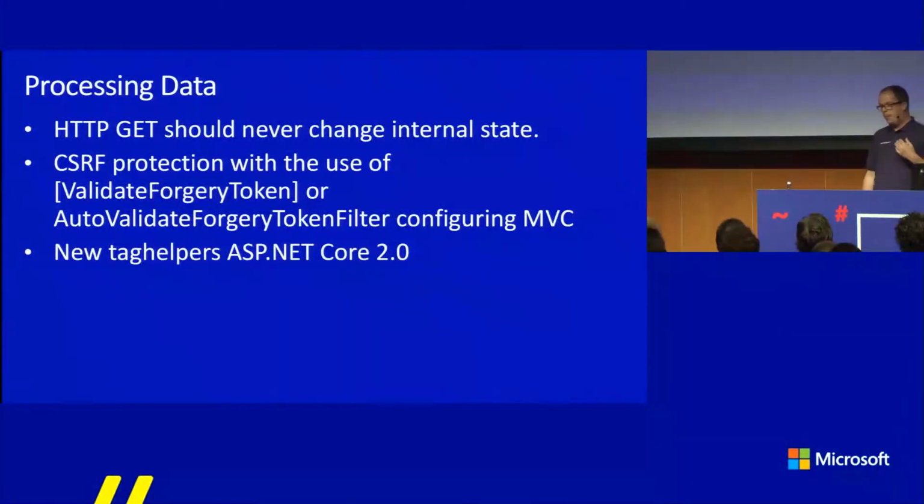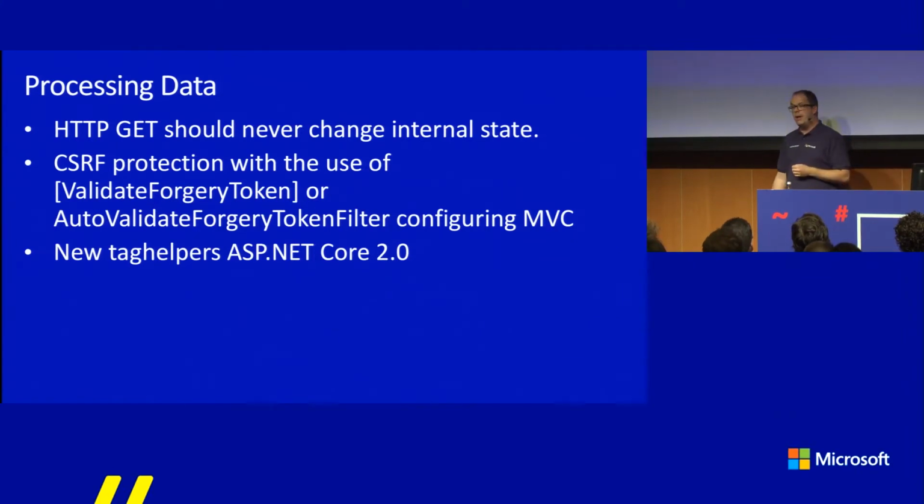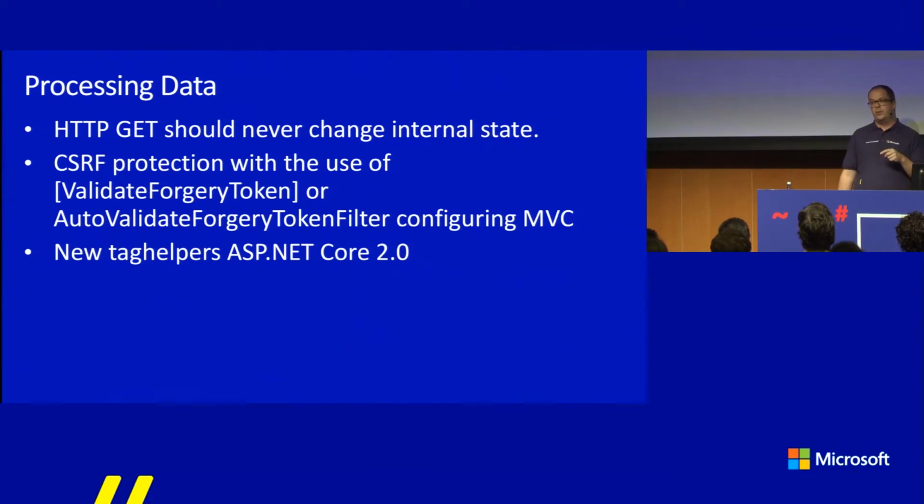So wrapping up, processing data. As I mentioned, HTTP GET should never change the internal state of the application. That's rule 1. We need to make sure that we protect our methods for request forgeries, right, by applying the ValidateForgeryToken attribute. And the nice thing with MVC Core is that there is an AutoValidateForgeryToken filter that you can push into the pipeline, which does it by default. And it will do it by default on every HTTP method except, I believe, GET, HEAD, TRACE, and OPTIONS. Those are excluded, but the others all need to supply the token.